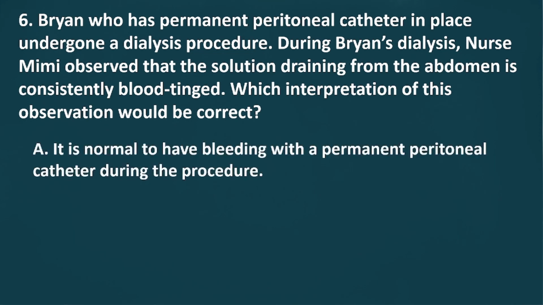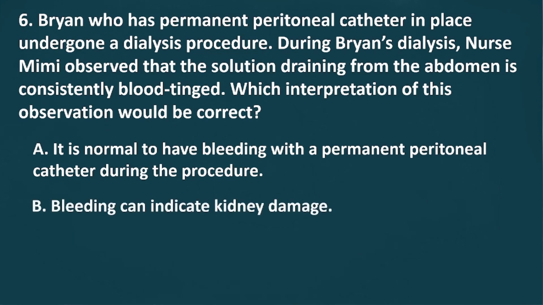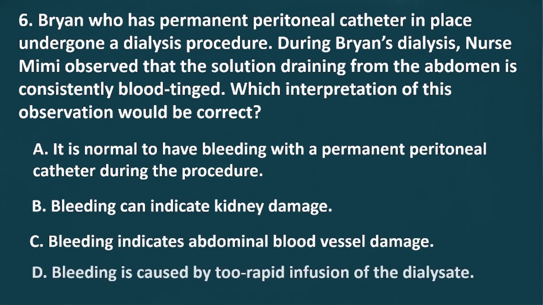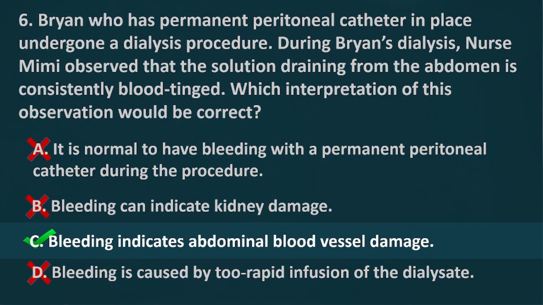A. It is normal to have bleeding with a permanent peritoneal catheter during the procedure. B. Bleeding can indicate kidney damage. C. Bleeding indicates abdominal blood vessel damage. D. Bleeding is caused by too rapid infusion of the dialysate. The correct answer is letter C.